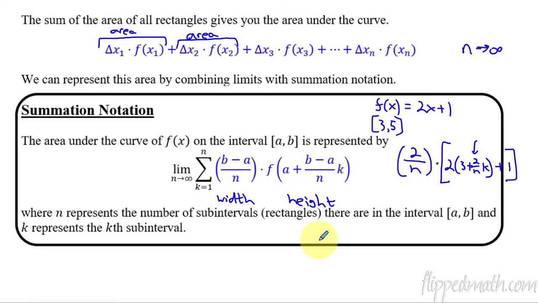Now let's, oh wait, we have to do one more type of thing, and that is another way of writing summation notation. Instead of n approaching infinity, you could say that delta x is approaching 0. Delta x, again, is the width of your rectangles.